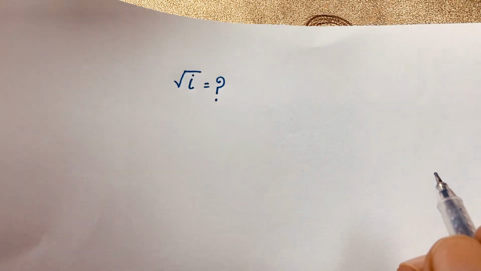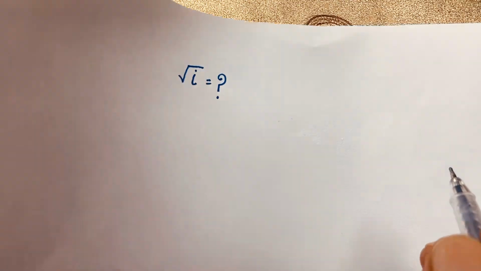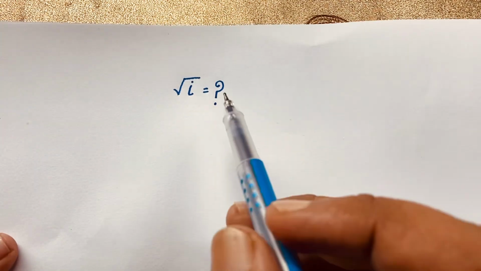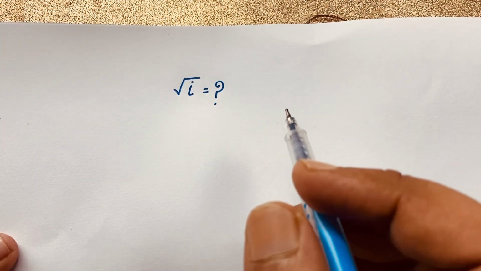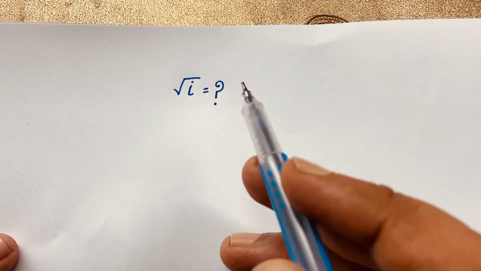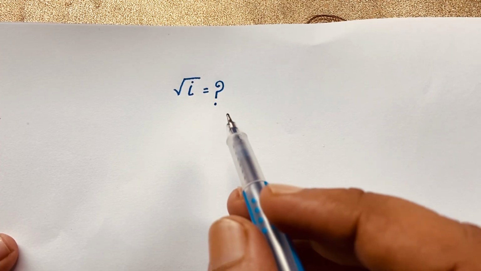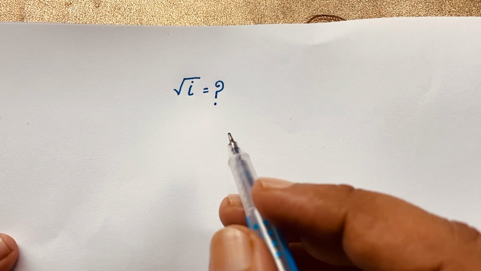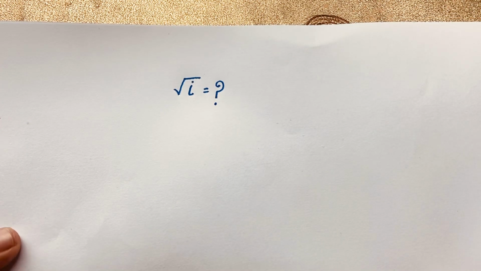Today we are solving an interesting complex number math problem. This question is: square root of i is equal to what? Square root of i is equal to what? How do we solve this interesting complex number math problem? I will solve this question using two methods.